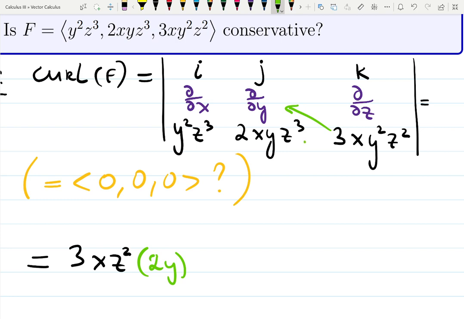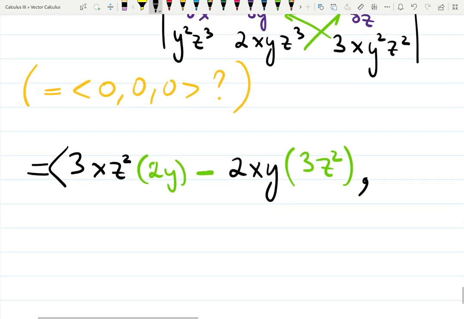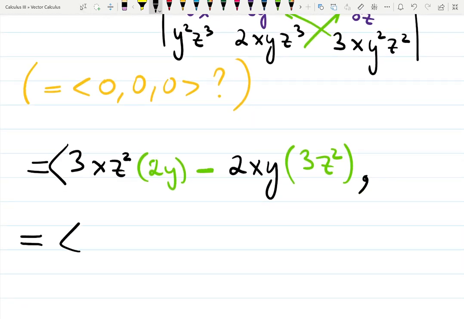Now, minus this, minus derivative of 2xy z cubed with respect to z. 2xy are constants, z gives you 3z squared. Did you get this part? Is it 0? I don't know. Let me check. 3 times 2, 6x z squared y. 3 times 2, 6x y z squared. Same thing. Nice. So we already have the first 0, but we still need all of them. But at least now we know there's no rotation for the first component.